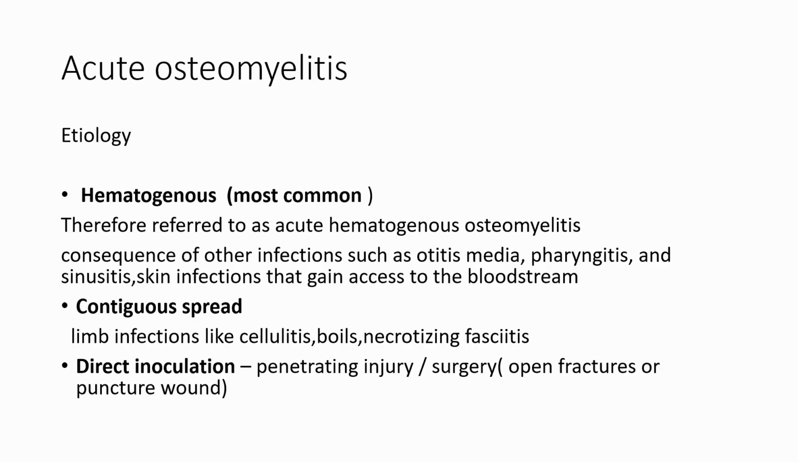The second is contiguous spread from limb infections like cellulitis, boils, and necrotizing fasciitis. And third is direct inoculation, by penetrating injury, surgery, open fractures, or puncture wounds.